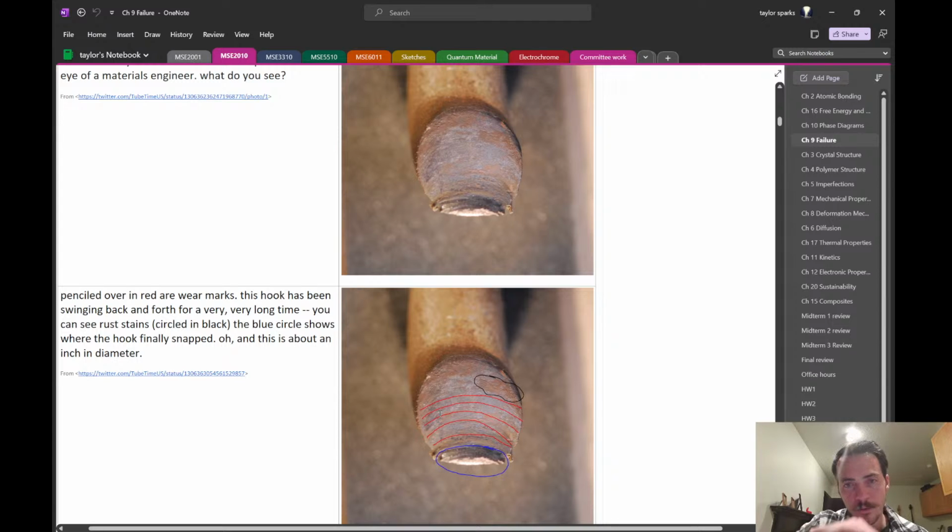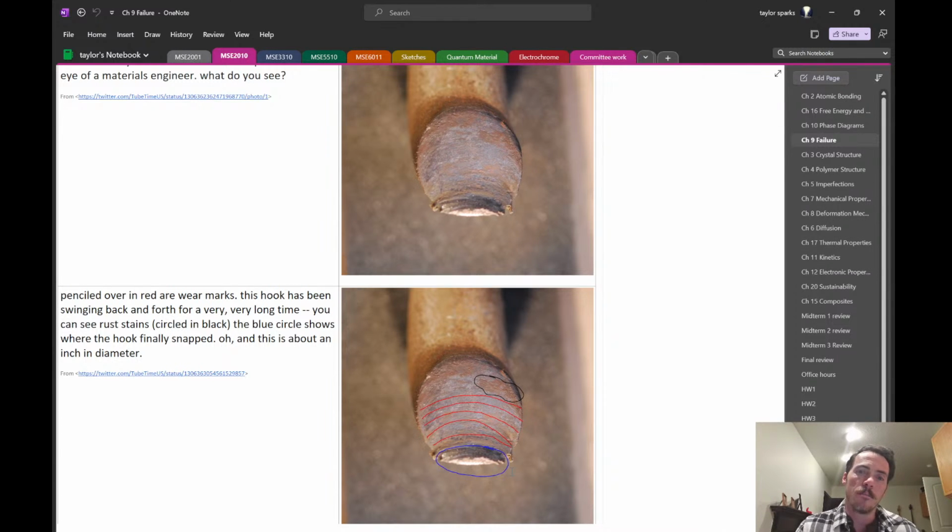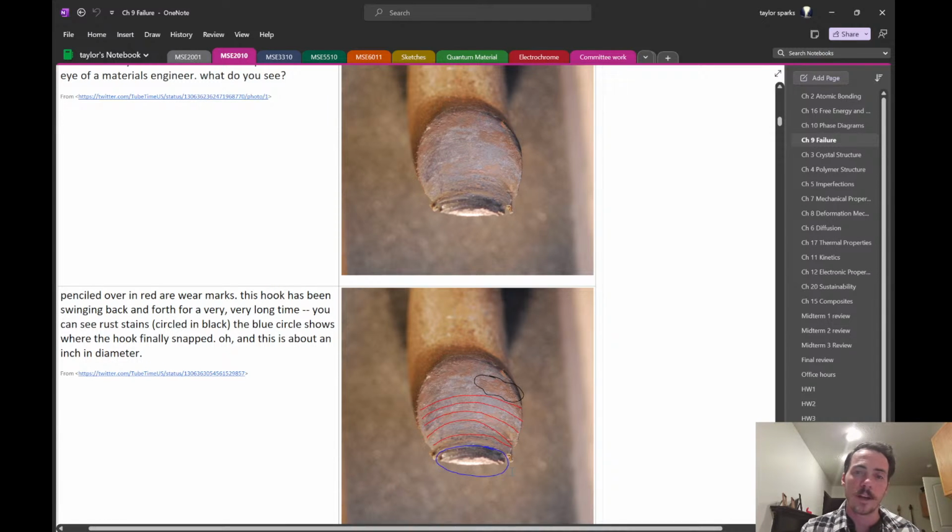You can see the sort of semicircle markings. These are the striations or the beach marks. There's sort of rust happening, so you know that this happened over time. It wasn't immediate. And then something happened at the bottom, circled in blue, where a different mode of fracture must have occurred. That's where the fracture was happening step by step at first, and then it happened quickly at the end. So that was where brittle fracture stepped in.